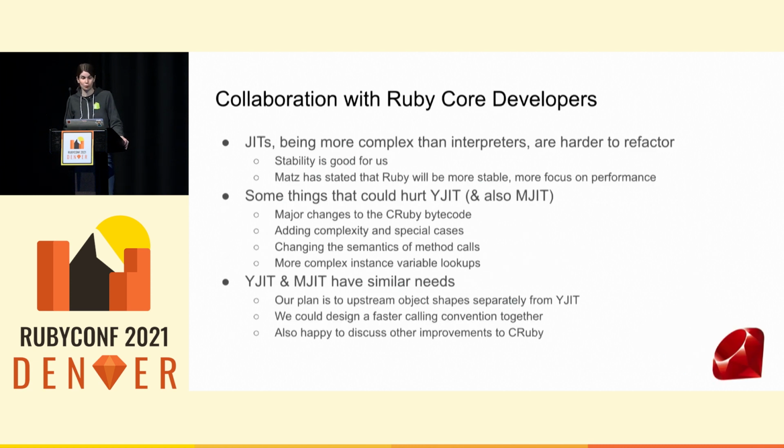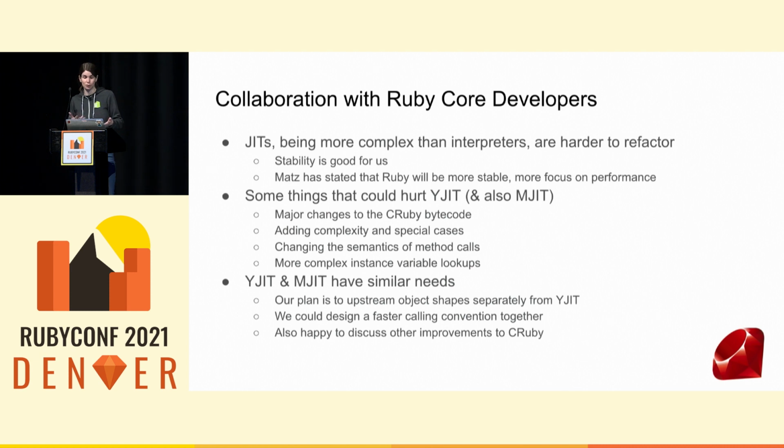In terms of collaboration with the Ruby core devs, I would say just-in-time compilers are more complex than interpreters, so that makes it harder to refactor them. So stability is good for us. Matz has stated that Ruby will be more stable from now on. There'll be more focus on performance and maybe less language changes. That's good for us.